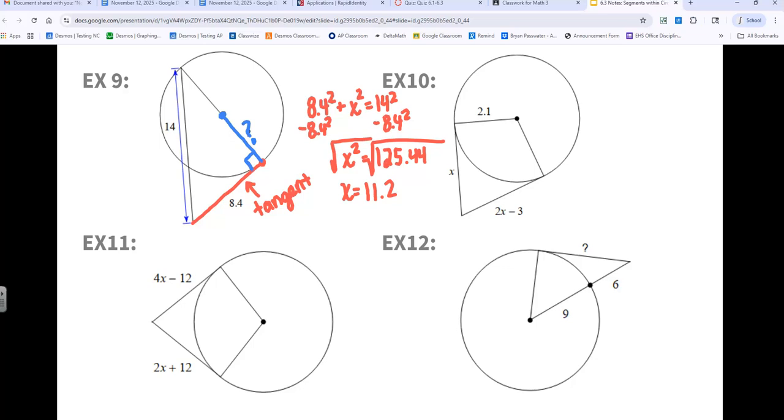It's not, because 11.2 would be this whole side of the triangle, right? That's 11.2. What was the question asking us for? For half of that. And so if I divide that by 2, my question mark that they're wanting me to find right here is 5.6. That's going to be my answer for that one.